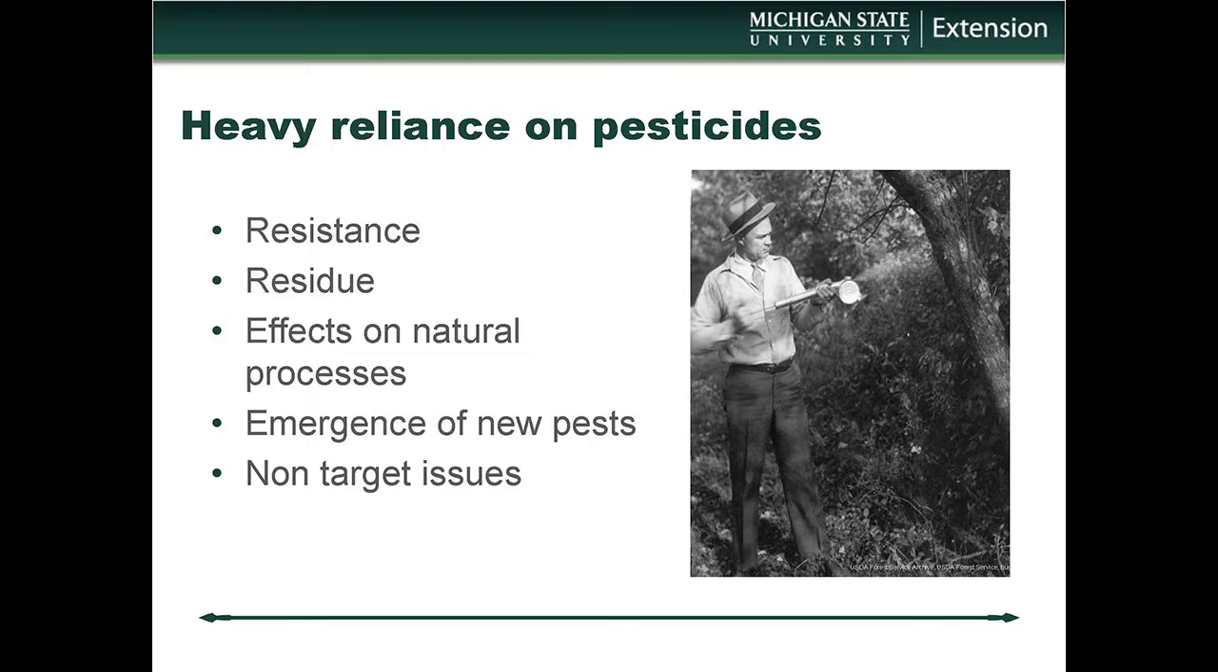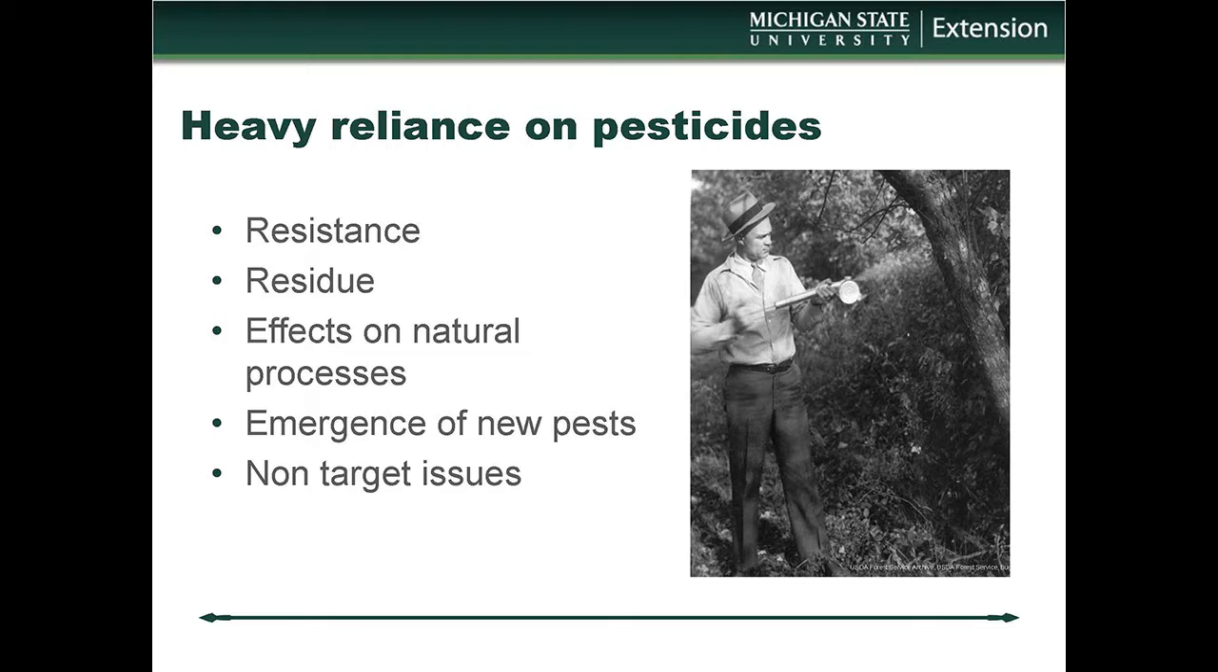Resistance is one of the issues that arises when we have heavy pesticide use. We'll talk a little bit more about that, but resistance develops over time with repeated exposure to the same mode of action. Pesticide residues became an issue. So we saw pesticide residue in the food chain, and we also saw worker exposure issues emerging. Pesticides affect natural processes.